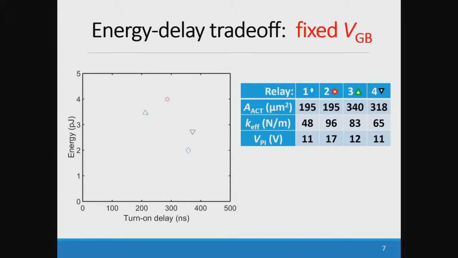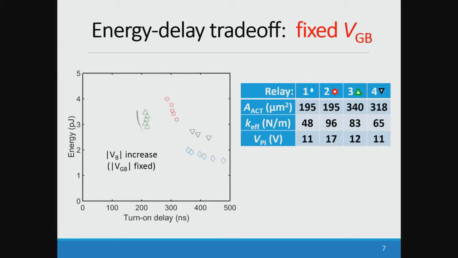So the results are measured on 4 different relays, which all have different actuation area and stiffness. Here I'll present some energy versus turn-on delay characteristics. For all these 4 relays, at the beginning, when no body bias voltage is applied, they all have a specific energy delay characteristic.